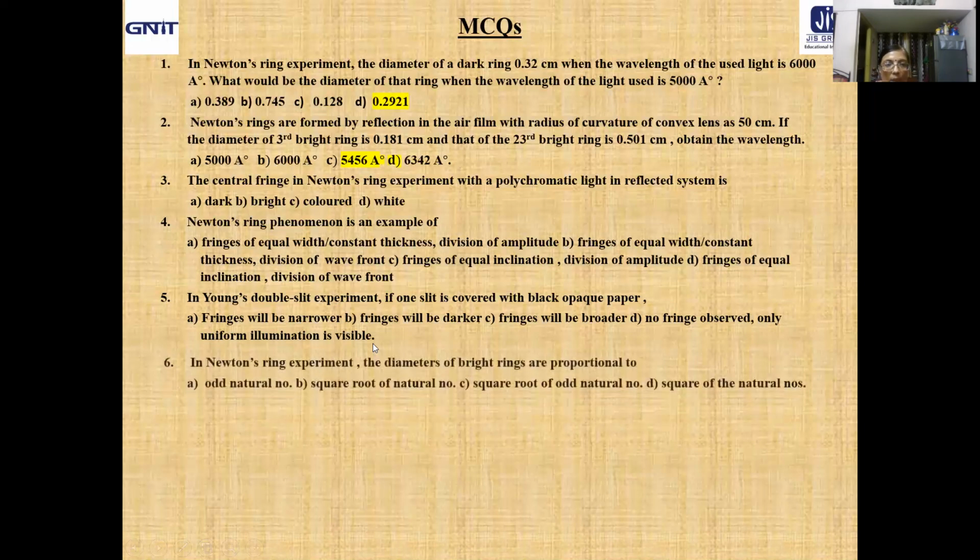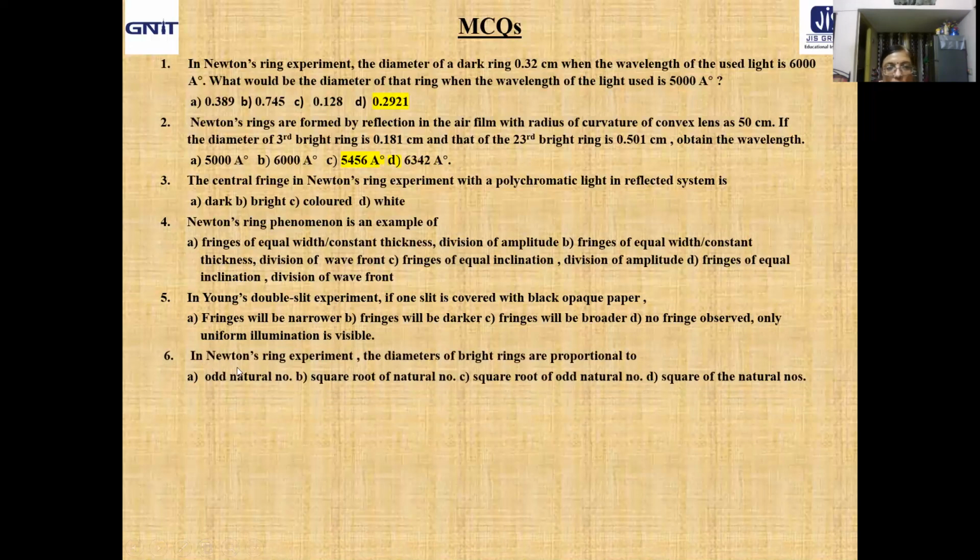Okay. Now come to question number 6. In Newton's ring experiment, the diameter of bright rings are proportional to odd natural number, square root of natural number, square root of odd natural number, or square of the natural numbers. Obviously, square root of odd natural number. In the last class, we have seen that in case of bright rings, be careful about the question. If it is the case of dark ring, then it should be square root of natural number. But for bright ring, it is square root of odd natural number.